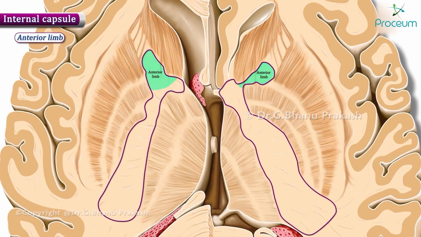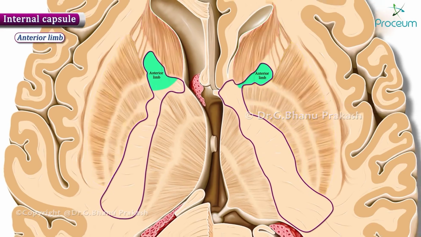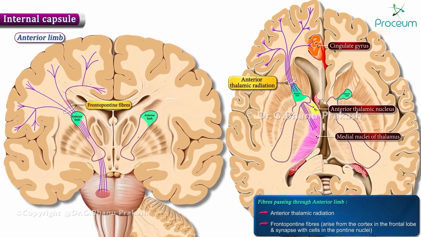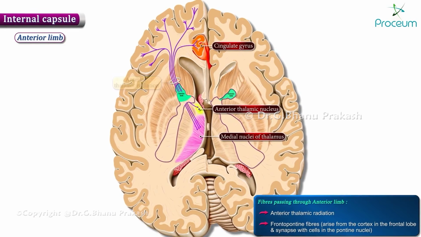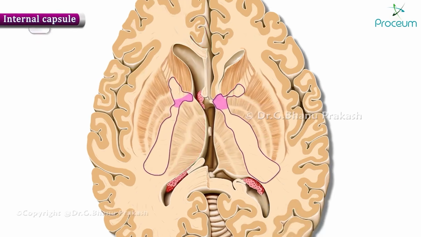Anterior limb. It lies between the head of the caudate nucleus medially and the lentiform nucleus laterally, and contains the anterior thalamic radiation and frontopontine fibers, which arise from the cortex in the frontal lobe where they synapse with cells of the pontine nuclei. Anterior thalamic radiations interconnect the medial and anterior thalamic nuclei and various hypothalamic nuclei and limbic structures with the frontal cortex.